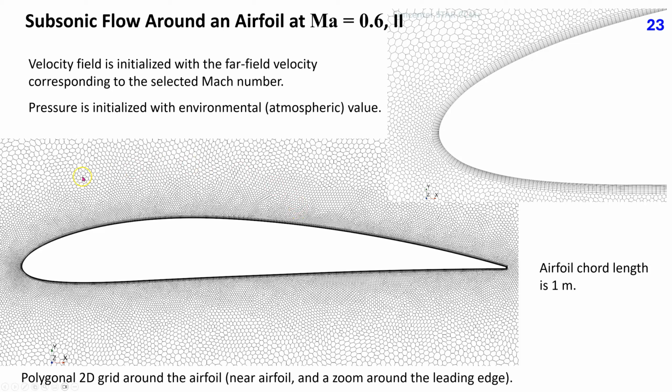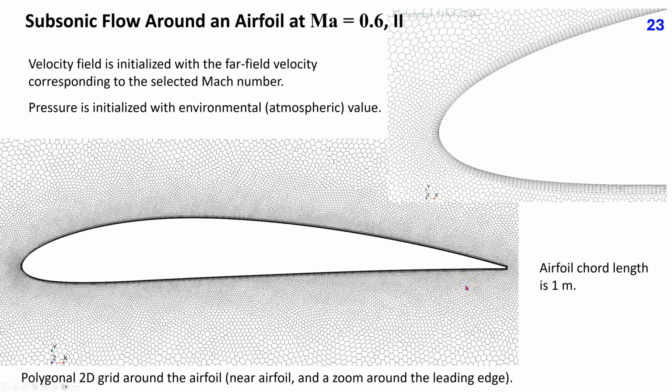These two plots show the polygonal 2D grid close to the airfoil and a zoom near leading edge. Because the flow is inviscid, thin prism layers near airfoil wall are not absolutely necessary, but we generated them because the same grid will be used in lecture 32 for turbulent flow computation, where prism layers near wall are important. The airfoil chord length is 1 meter.